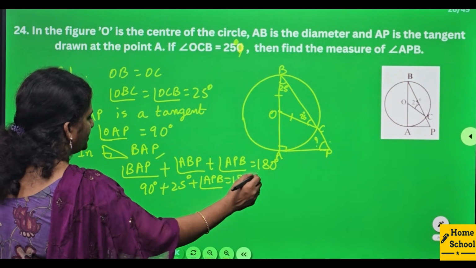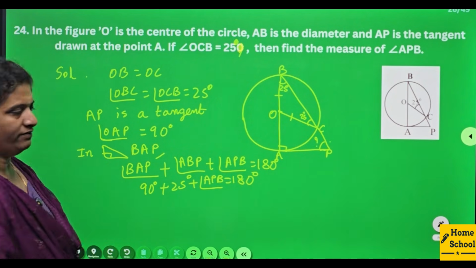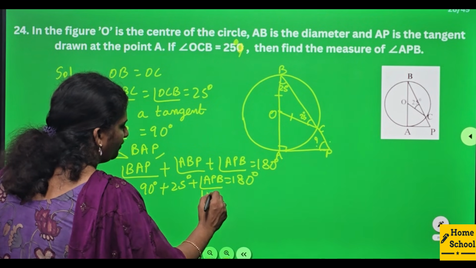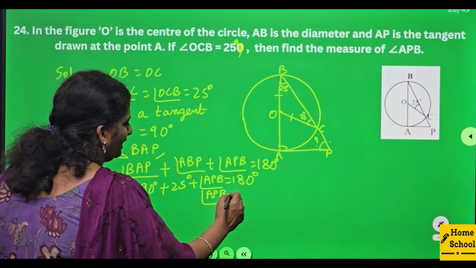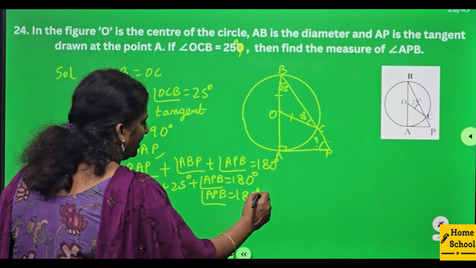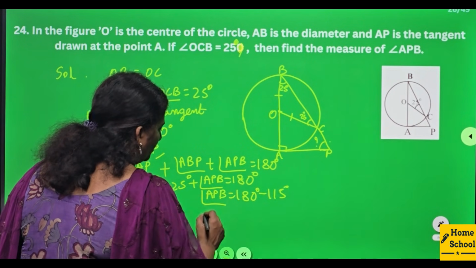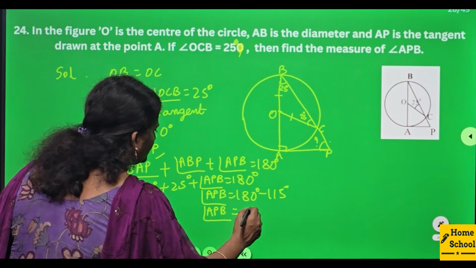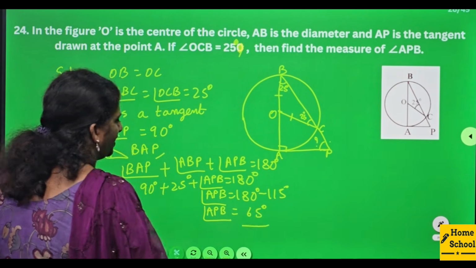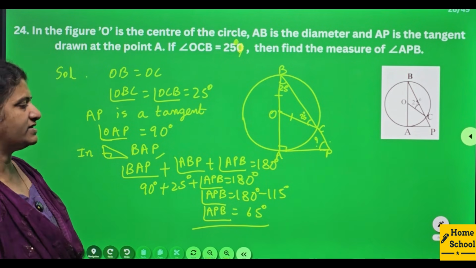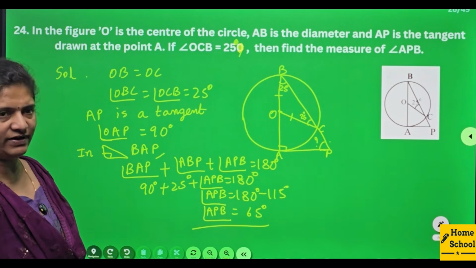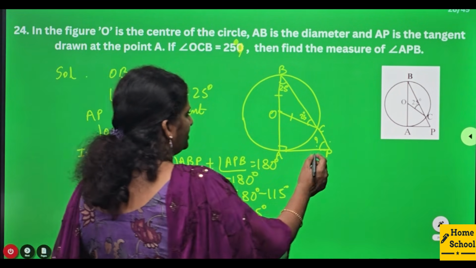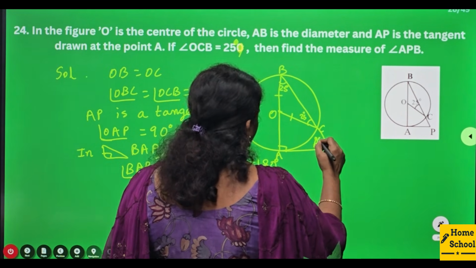Add these two: 90 plus 25 is 115. Sending 115 to the other side, angle APB is equal to 180 degrees minus 115. 180 minus 115 will be 65 degrees. Therefore, your answer is 65 degrees.